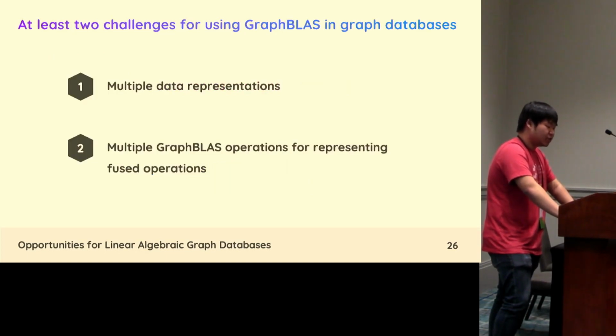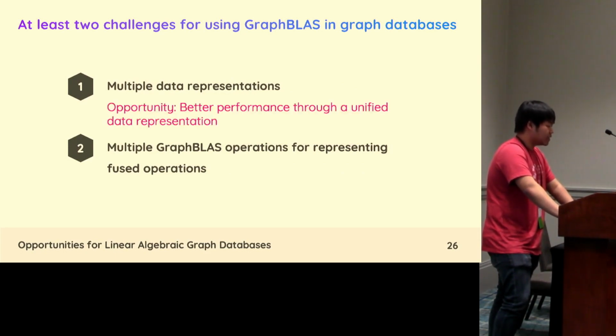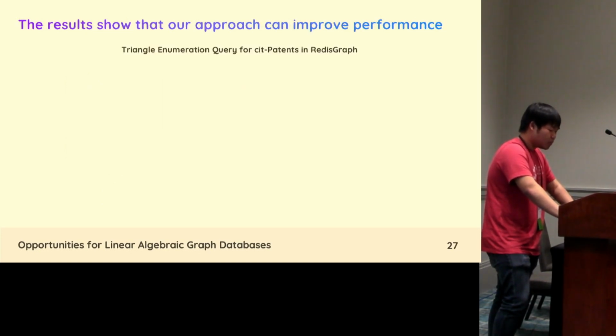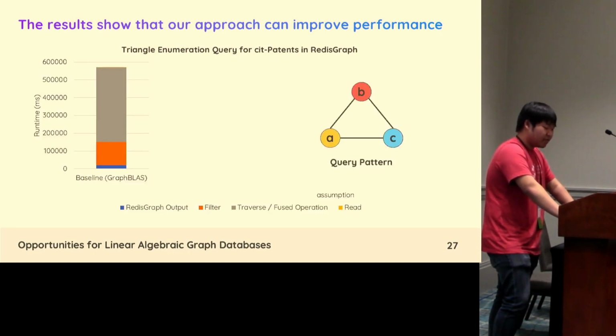And those are our two challenges for using GraphBLAS in graph databases. The first one represents an opportunity for having a unified data representation to achieve better performance. The second challenge represents that we can use the same data access patterns as a single matrix multiplication to represent the fused operations. And we implement all the solutions, or all the opportunities for each challenge, in the open source system called RedisGraph. First, we experiment with them using the triangle finding queries in the cit-Patents graph.